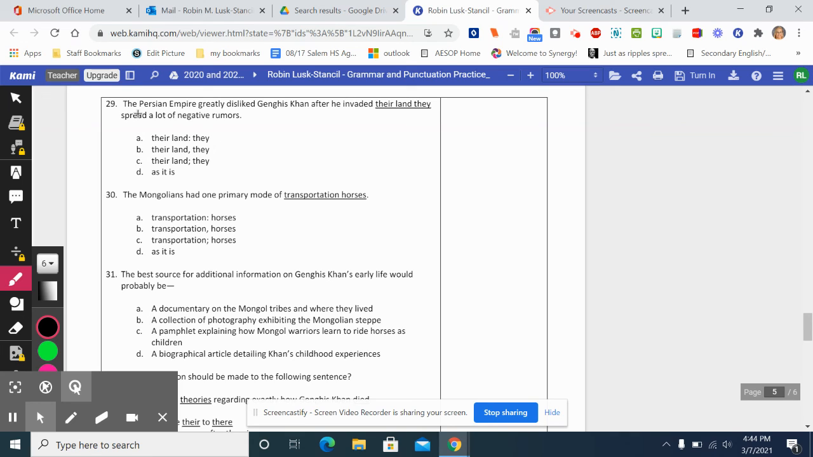Okay, in this case, we have a complete sentence, their land. They spread a lot of negative rumors. So we actually have two complete sentences. So here we'd have a semicolon. Okay, but notice that colon is a possible choice there. So we need to be aware that they can ask those colon questions in multiple ways.